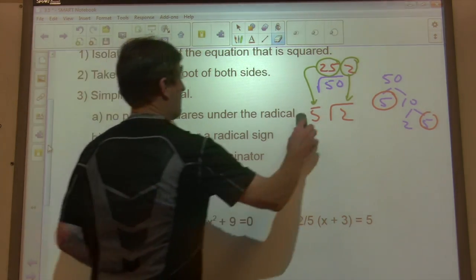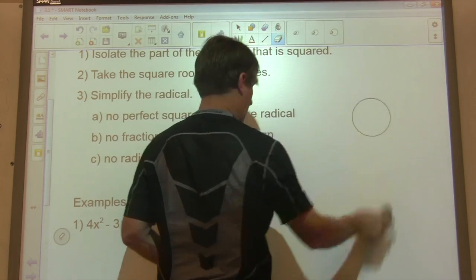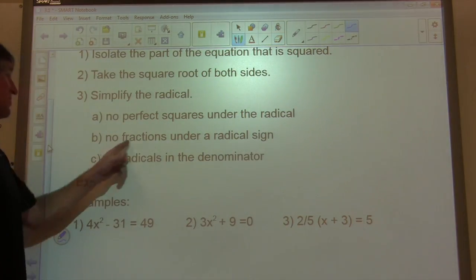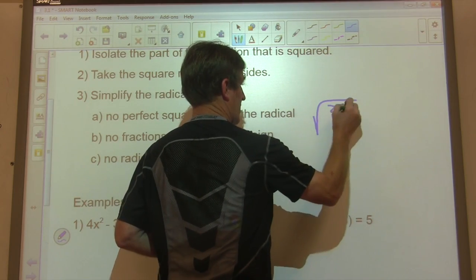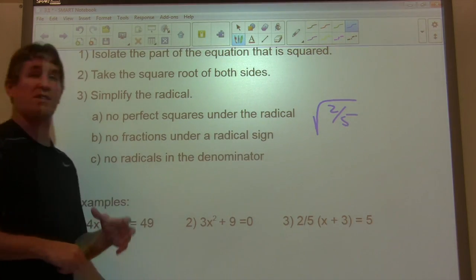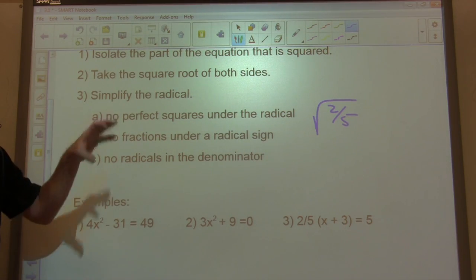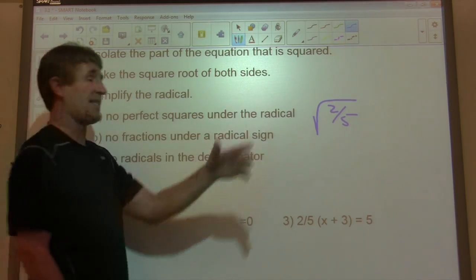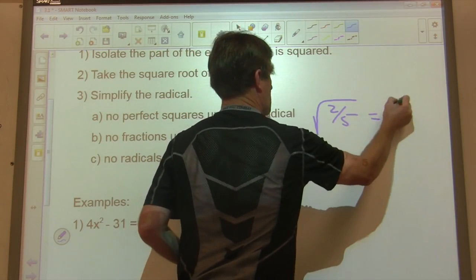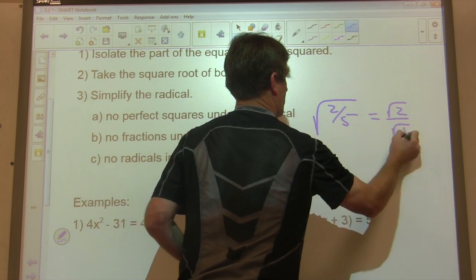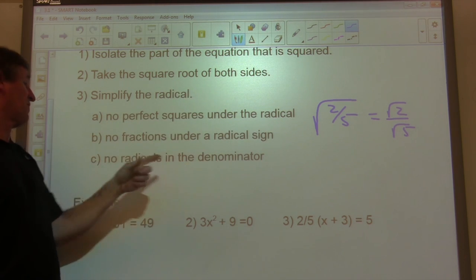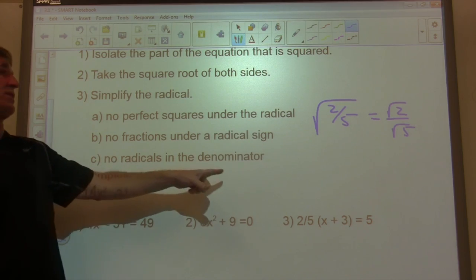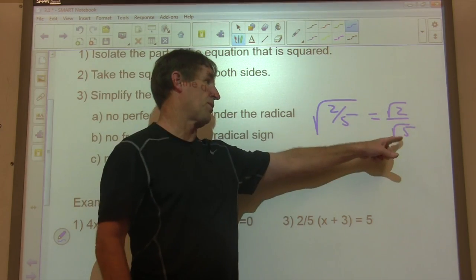The second thing is we can't leave a fraction under a radical sign. It says no fractions under a radical sign. So if I have the square root of 2/5, I can't leave it that way. I can't leave a fraction inside there. Now this part's easy to take care of. All you do is you split it up into 2 parts. So you break it into the square root of 2 over the square root of 5. The problem with doing that is you violate rule number 3, which says no radicals in the denominator. So I can't leave a square root in the denominator.